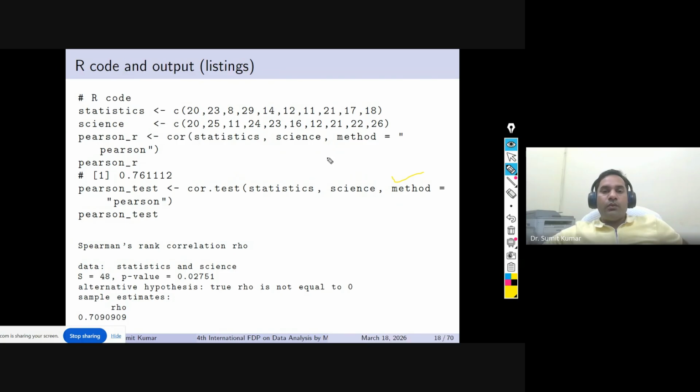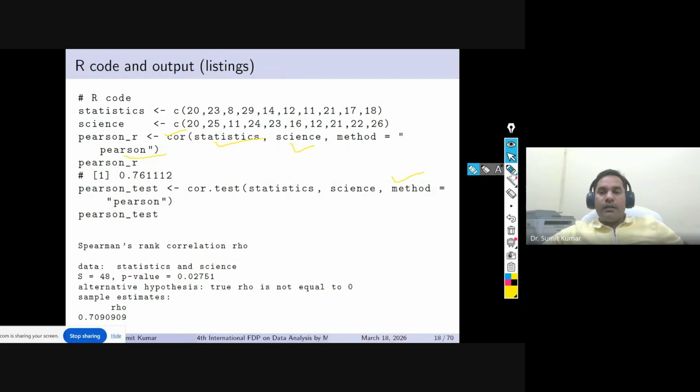Then we have to perform the correlation. Correlation between which? Between statistics and sciences. And by which method do you have to perform it? The method we have mentioned here is the Pearson. There are some other methods also. When you type help and cor, that is this command, it will provide you the syntax of the R code, that is how this command will perform. So this is the method you have to define here, which statistic you have to find basically.